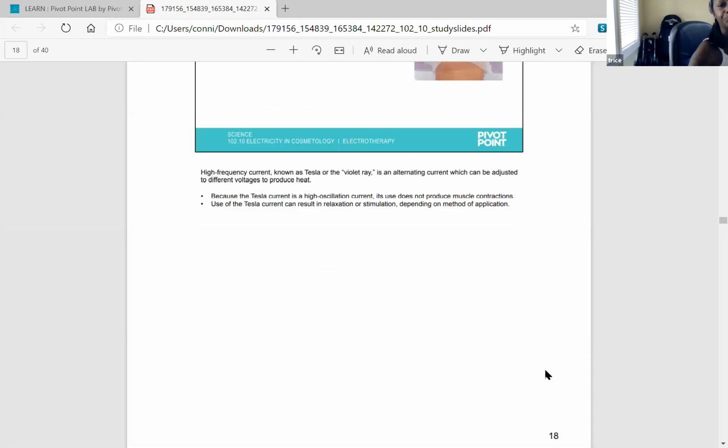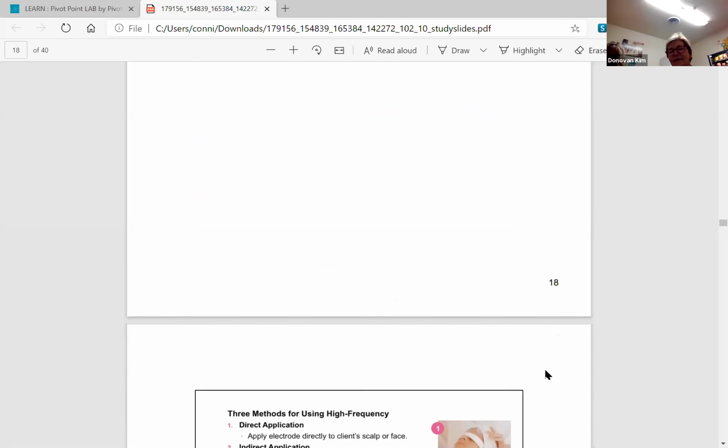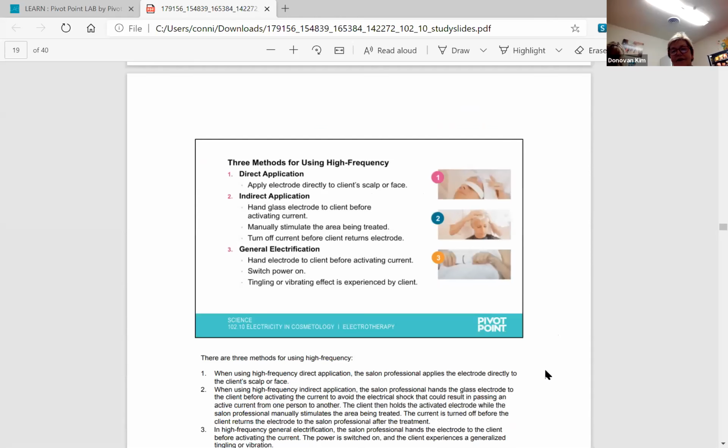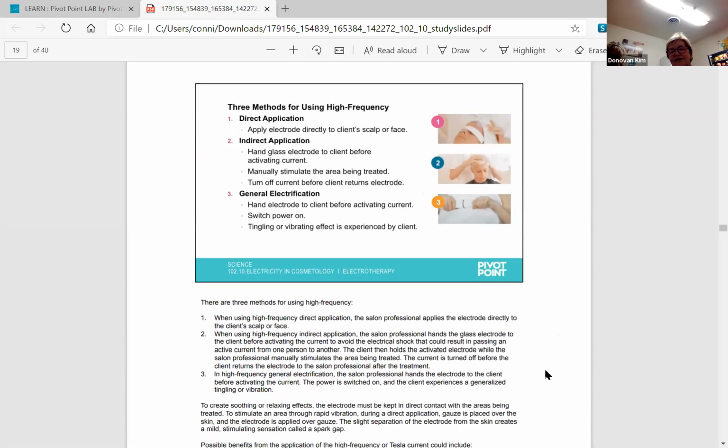Oily skin. Good, okay, so you understand what I'm saying. All right, so here's the three methods they have used for you. The direct application, you're going to apply the electrode directly to the client's scalp or face. When you're doing hair, you can actually use it to make hair grow. So I've had a lot of girls that have removed most of their eyebrow. So we've actually used the high frequency on the outside of it to grow hair back on that eyebrow, okay?